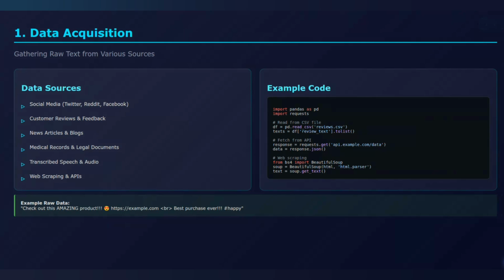Here's a simple example of how we might acquire data using Python. We could scrape a website, read from files, or pull from APIs. In this example, we're reading customer reviews from a CSV file. The important thing to remember is that at this stage, the data is messy. It has typos, emoji, URLs, HTML tags, you name it. That's why we need the next stage.